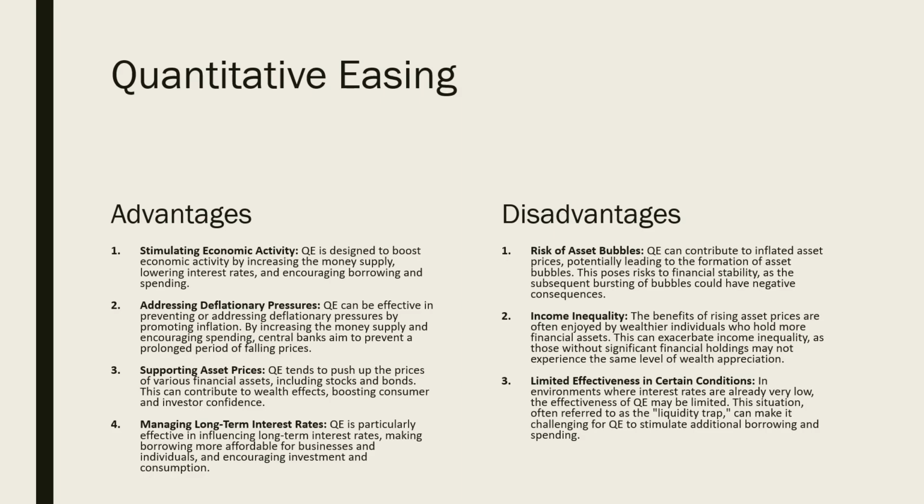Disadvantages are also really, really there. So there's the risk of creating an asset bubble, which is basically that it can contribute to inflating asset prices, potentially leading to the formation of asset bubbles. This poses risks to financial stability, as the subsequent bursting of bubbles could have a negative effect on the economy in its entirety. This is very similar to the discussion I've already had with you guys with respect to the inflationary effect that it has. Sometimes it's to an extent that is harmful. So it leads to an increase in the price of assets, which is another conversation about income inequality, because people who don't hold assets and wealth don't benefit from the system at all, and it just makes the rich richer sometimes. And if it's applied in the wrong conditions, it can be ineffective or have very little effectiveness.